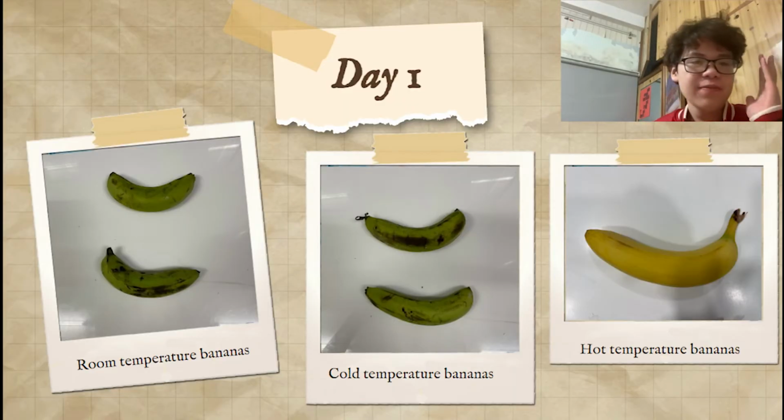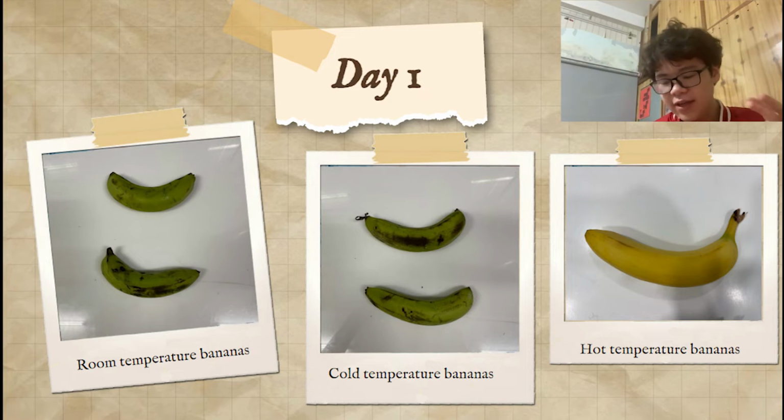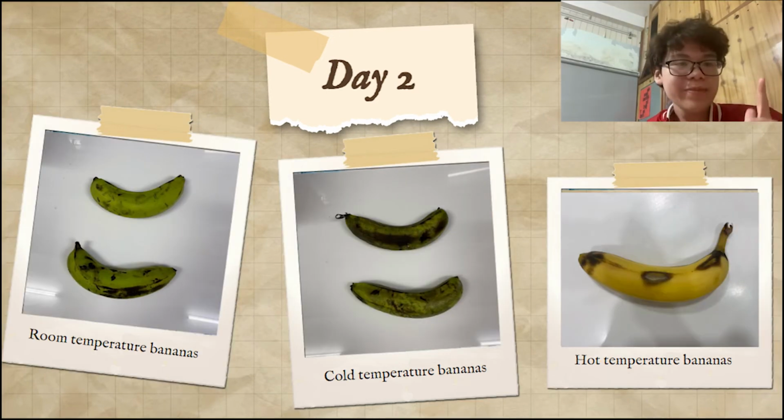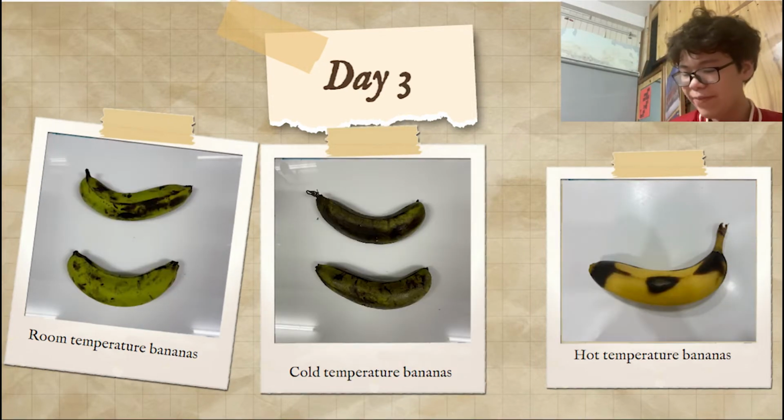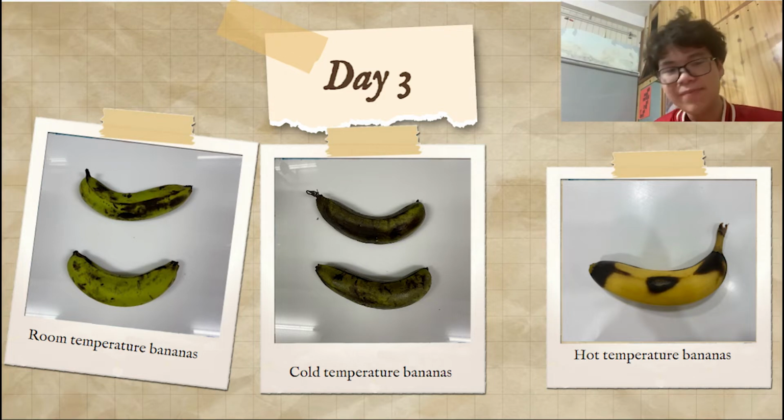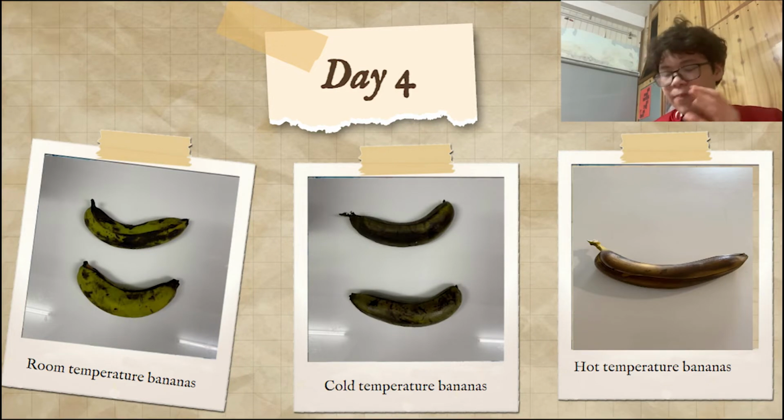So we have put 3 sets of bananas in 3 environments, one in room temperature, one in cold temperature, and one in hot temperature. So throughout day 1 to day 5, you can see that the cold temperature banana has ripened faster compared to room temperature, and hot temperature is also ripening faster compared to room temperature. The room temperature one, the dark spots aren't appearing as fast as cold and hot.